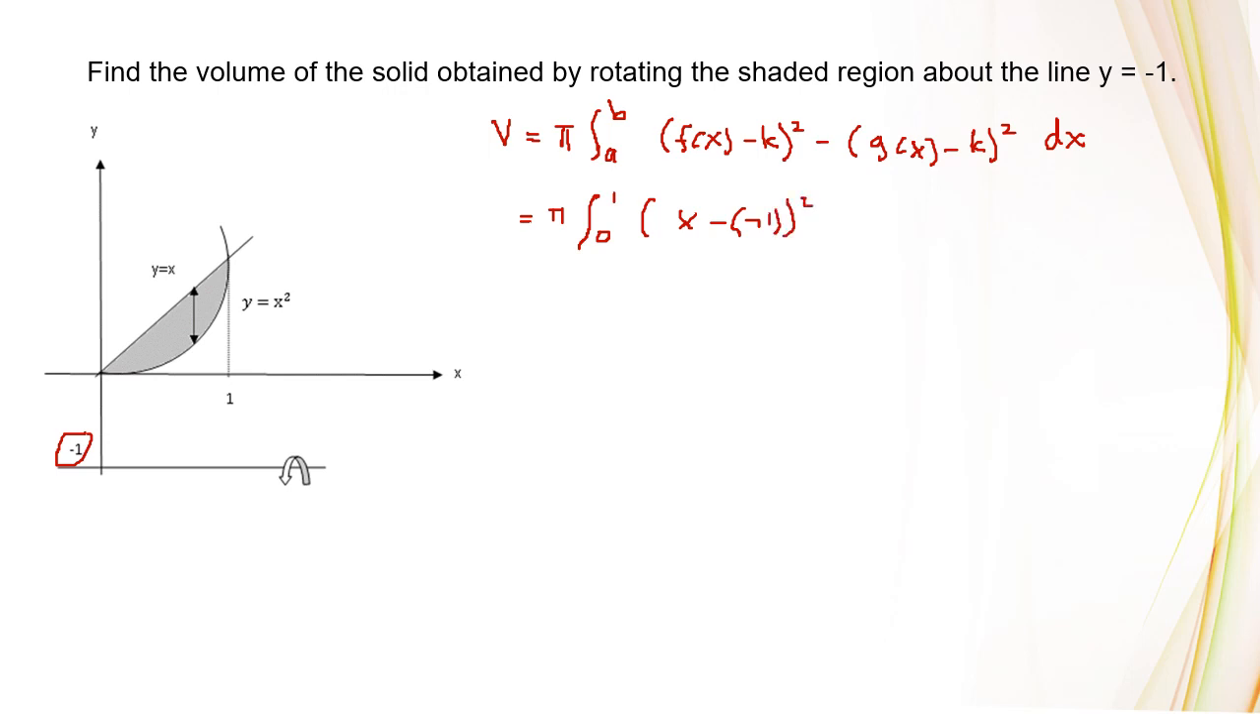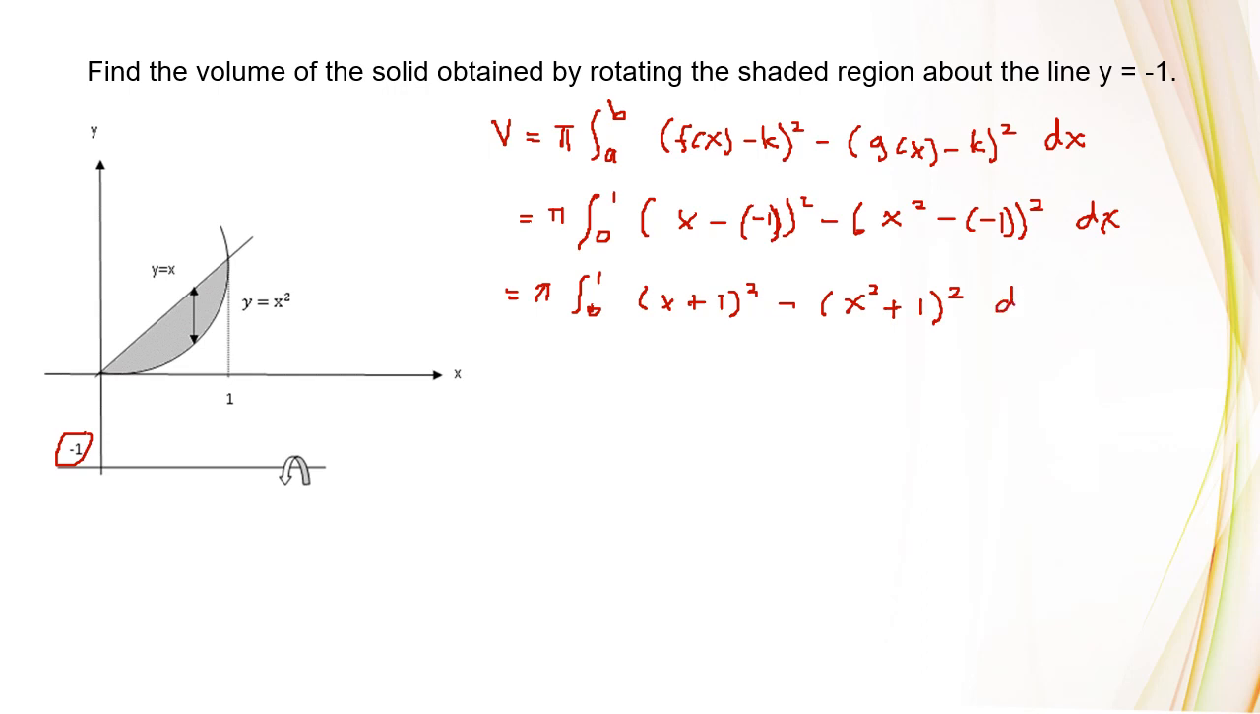squared, minus our function g(x), which is x squared, minus k, our axis of revolution, which is -1, squared dx. Then simplify our function. Here we write it as (x plus 1) squared minus (x squared plus 1) squared dx.